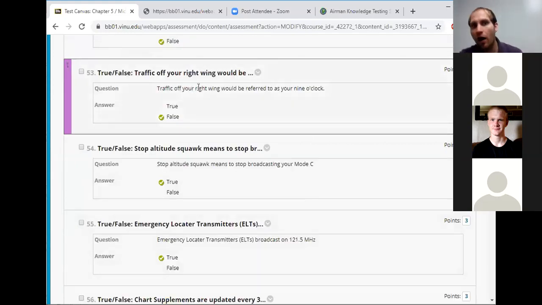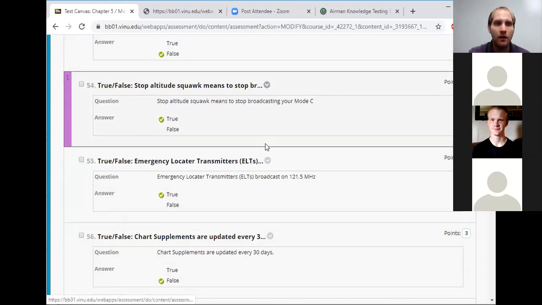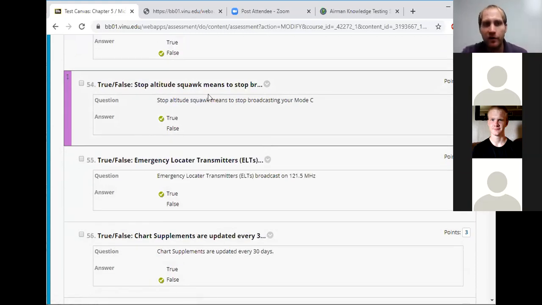So traffic off your right wing would be referred to as your 9 o'clock. That's a false statement. If it was off your right wing, it should be your 3 o'clock. Stop altitude squawk. That means to stop broadcasting your mode C. That is a true statement.